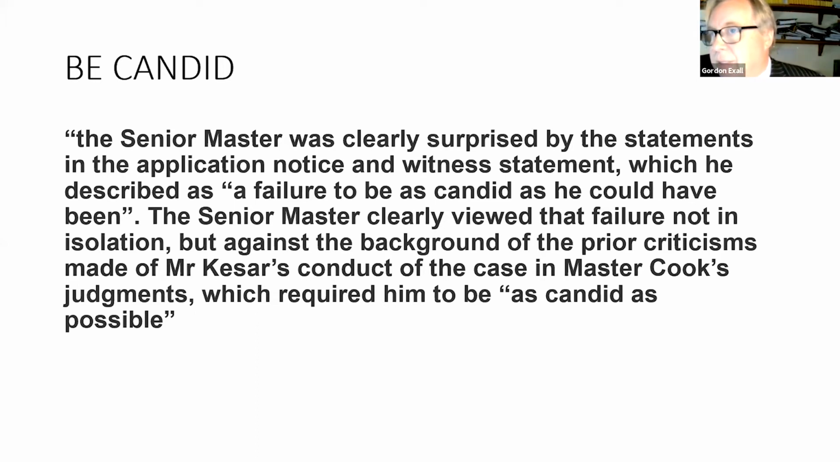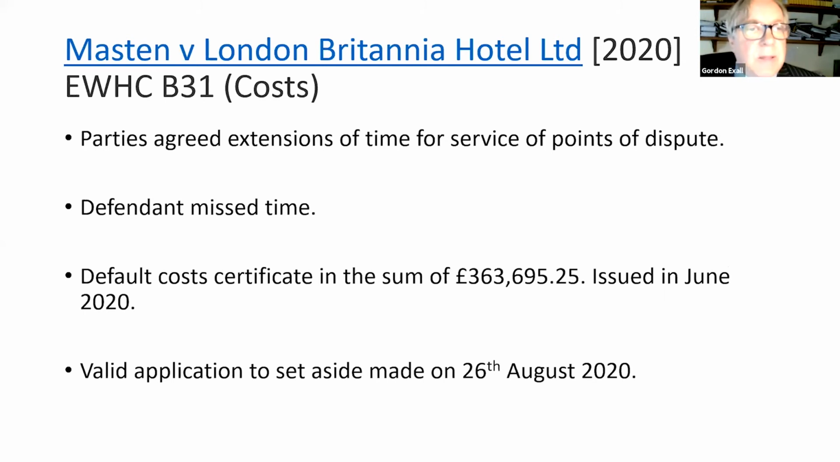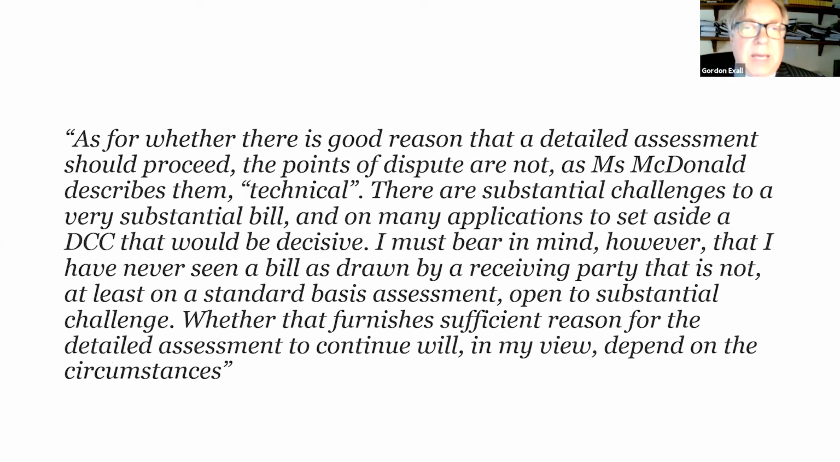And another example, Maston and London Britannia Hotel, we have a default cost certificate that the paying party actually asked for and got time, and still missed the time. Default certificate, the sum of £3,633. There were then problems with making the wrong application, but eventually a valid application was made in August. Again, there were arguments. Well, we've got an argument. We can knock down the bill, and I've got reasons to have the bill reduced.